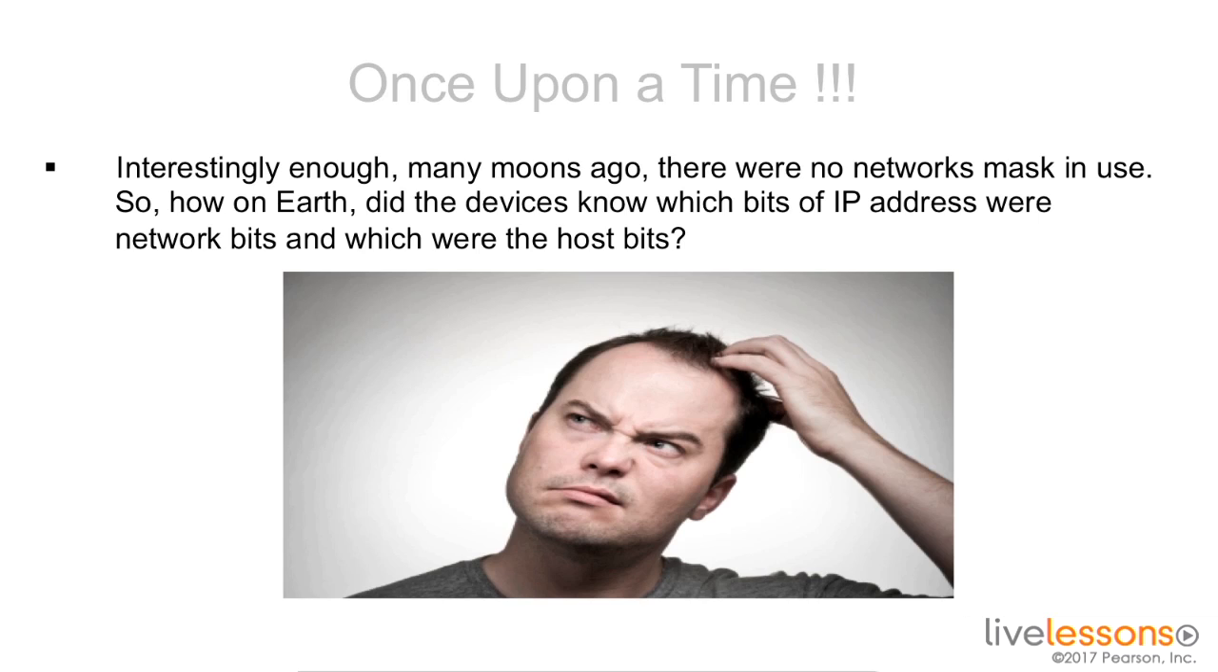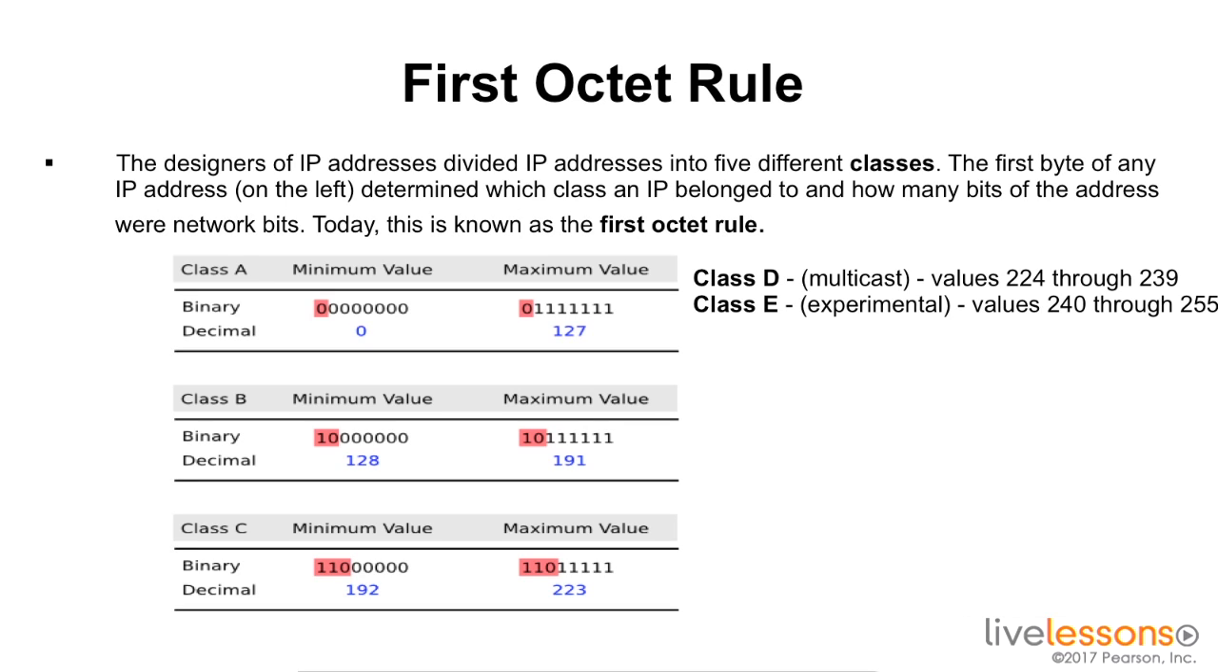Interestingly enough, a while ago, there were no net masks in use. So, how did devices know which bits of IP addresses were network bits and which ones were host bits? It all came down to the first octet rule. The designers of IP addresses divided IP addresses into the 5 different classes. The first byte of any IP address on the left determined which class an IP belonged to and how many bits of the address were network bits. Today, this is known as the first octet rule. This is demonstrated by the graphic below.